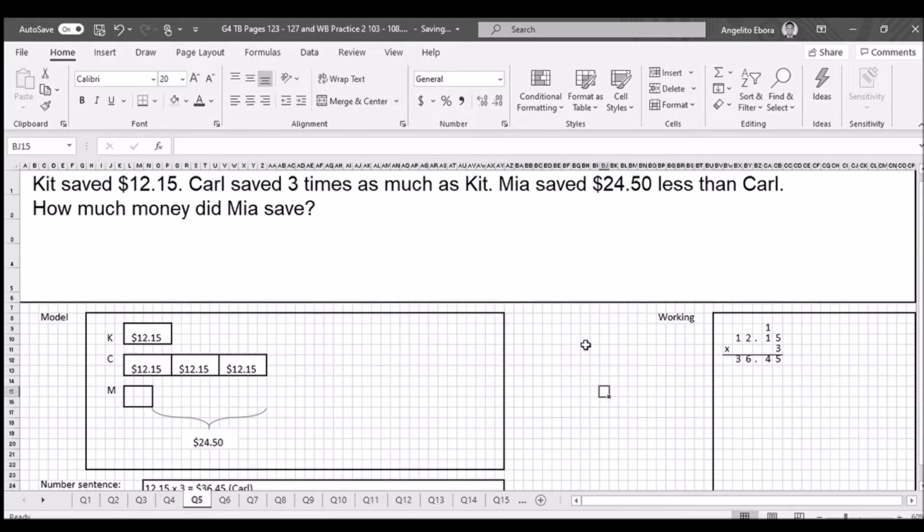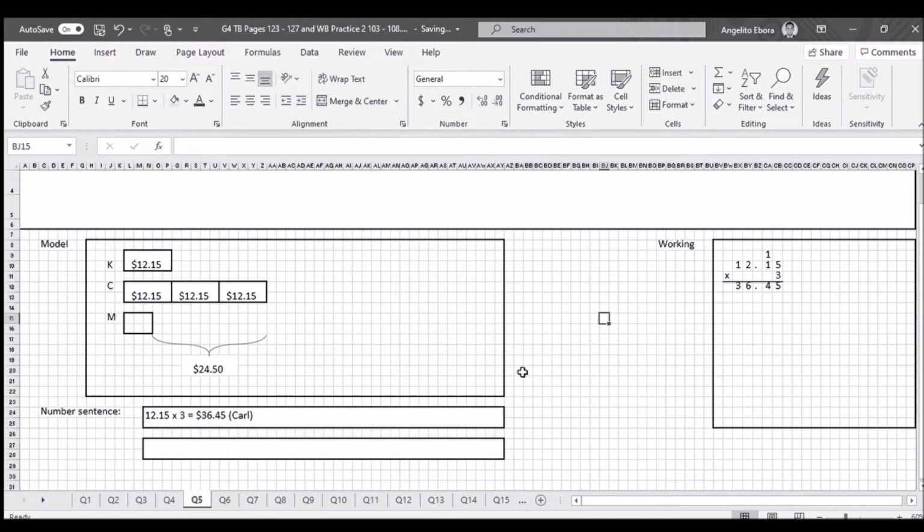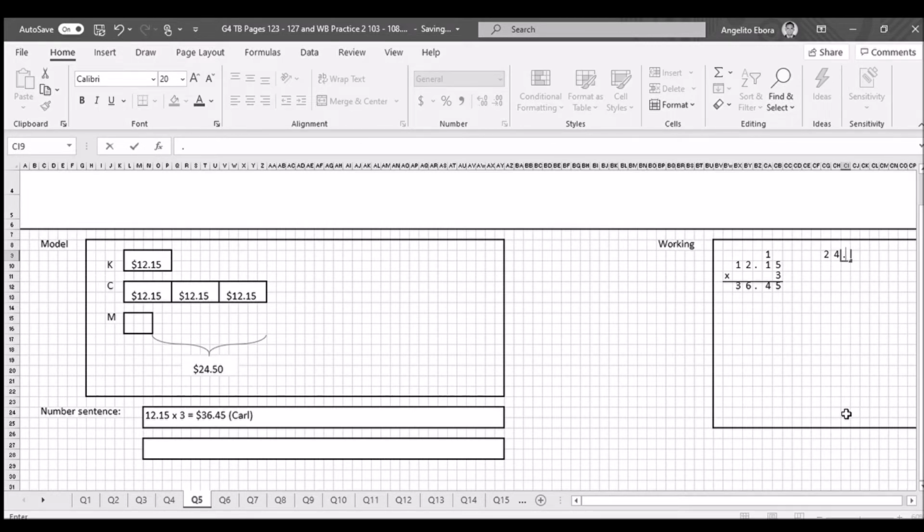Okay, so that's the time that we can compare Carl and Mia. Okay, so Mia saved less than Carl. That means Mia has less than Carl by $24.50. So we know Carl's money is this much. So to find Mia, we just need to subtract the two numbers. Okay, so $24. Oh, no, not 24, 36.